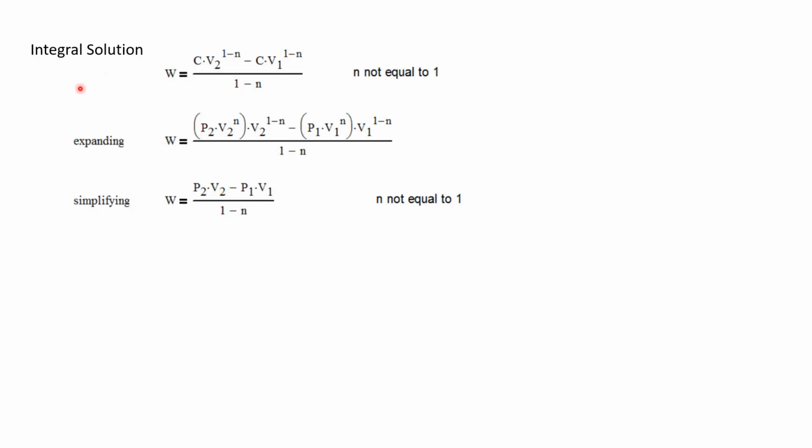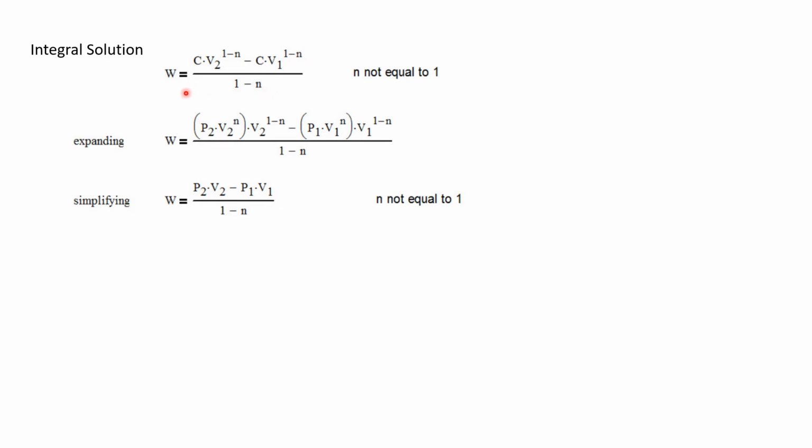So now we can integrate this integral, and we'll have to do it two different ways. One with n not equal to 1, and then we'll do it again with n equal to 1, because they'll integrate differently. Well, in the first case, where n is not equal to 1, the integral gives us this algebraic equation. The work is equal to C times V2 to the 1 minus n power, minus C times V1 to the 1 minus n power, all over 1 minus n.